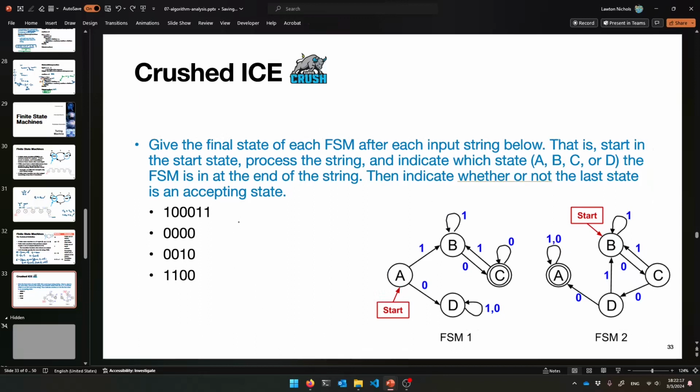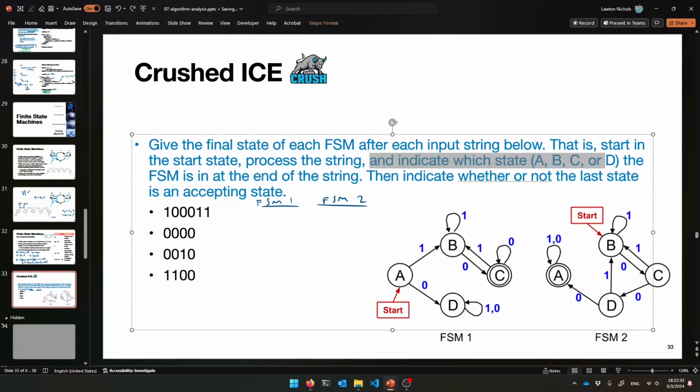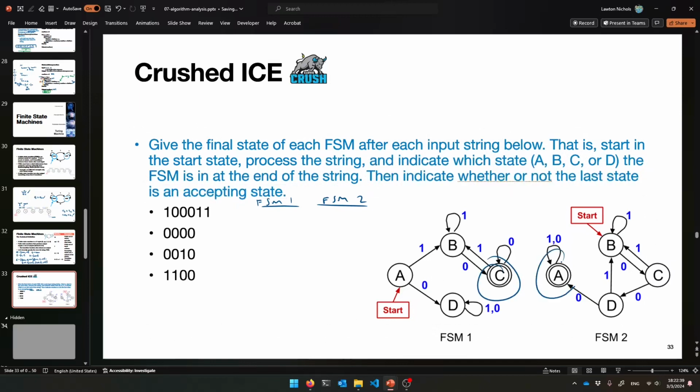Okay. So like for finite state machine 1, tell me what this string is going to produce. What state are you going to end on? For finite state machine 2, for the same string, tell me what it's going to end on. Do it for all of them, please. Indicate which state you're on at the end of the string, and then tell me if it was an accepting state or not. Remember that the double ones, these are accepting states. So, all right, you try that.